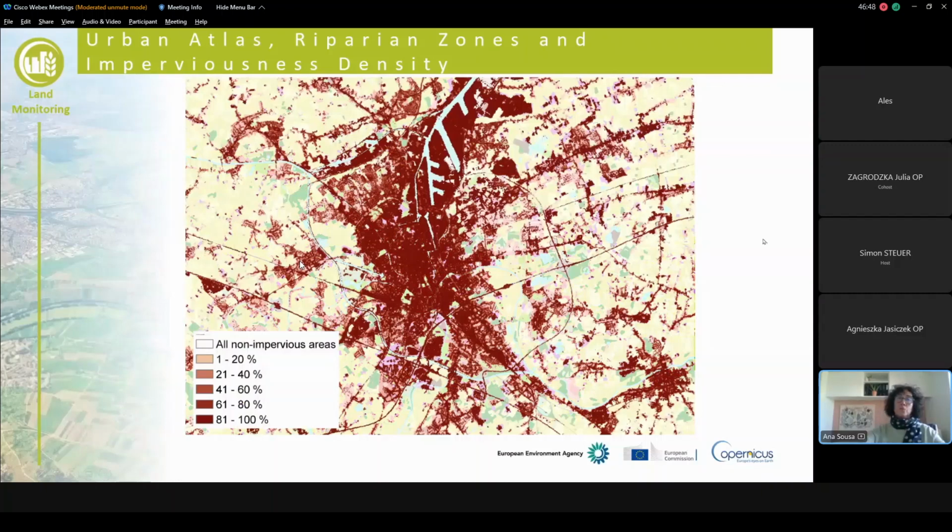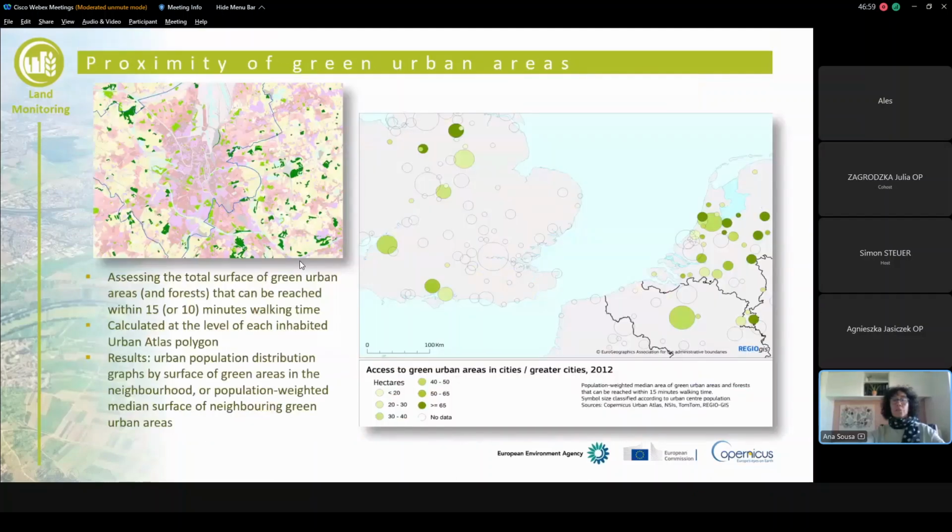This is just one example of combination of CLMS data. Now, if we think about green urban areas in cities, we know that they can fulfill a variety of functions, from ecological functions, recreational functions, to promoting health or enhancing quality of life. DG Regional and Urban Policy developed indicators on access to green urban areas for the population of cities in Europe.